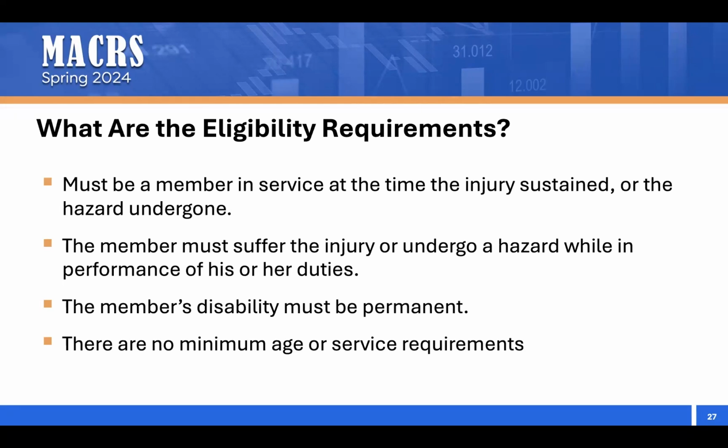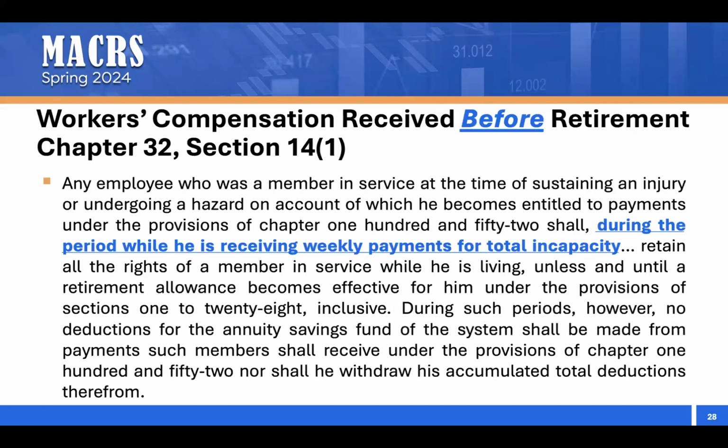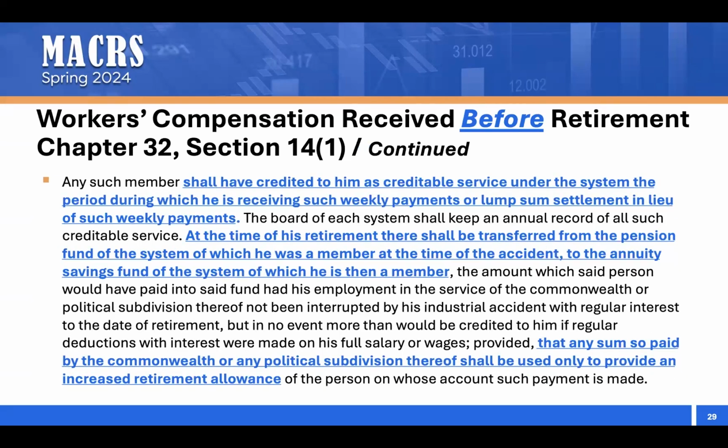Section 14.1 of Chapter 32 deals with what happens when a person receives workers' compensation before they retire. And the passage I want to highlight is the one that's in blue. It's during the period while he is receiving payments for total incapacity. So the first thing that we're concerned with is a person has to be receiving workers' compensation for total incapacity for these provisions to apply. And essentially what Section 14.1 goes on to say is that the person shall receive creditable service for the period of time they're on workers' compensation.